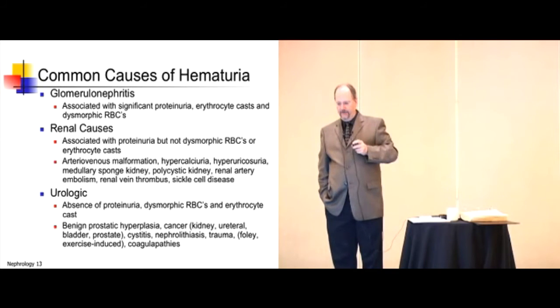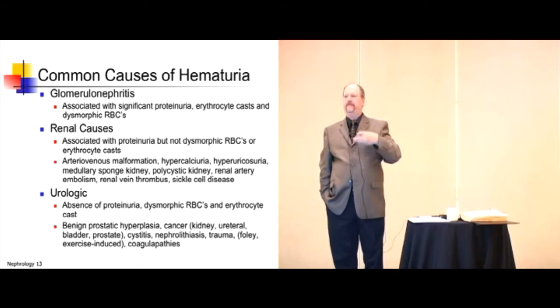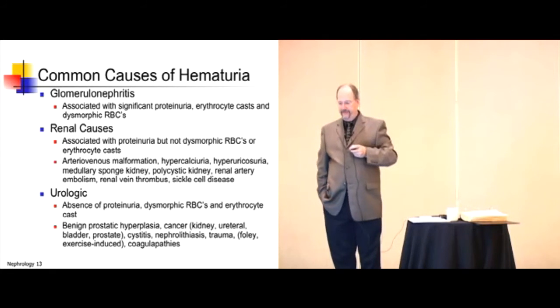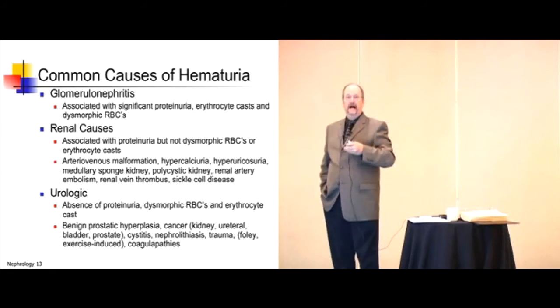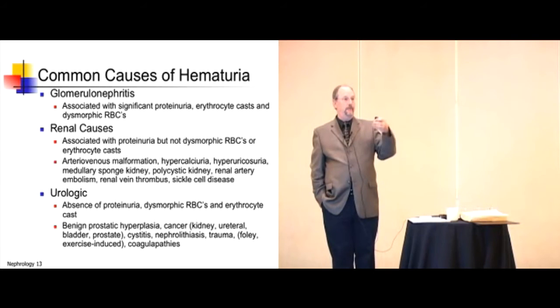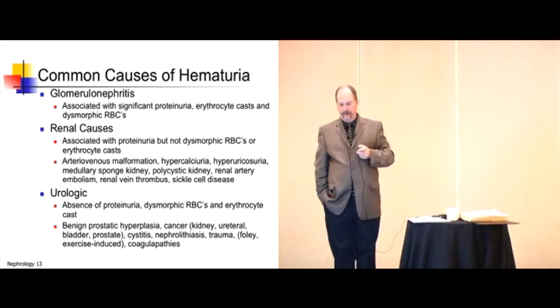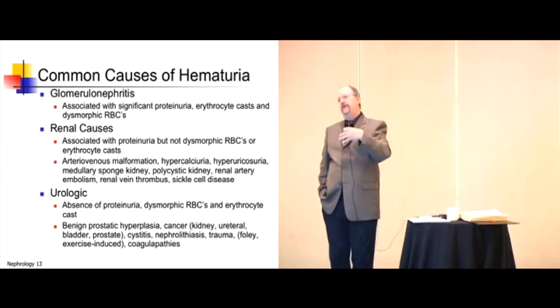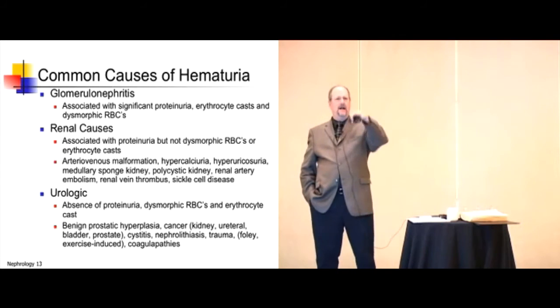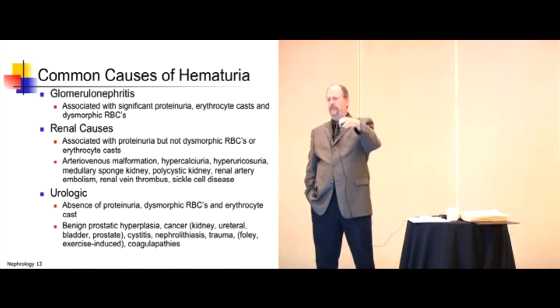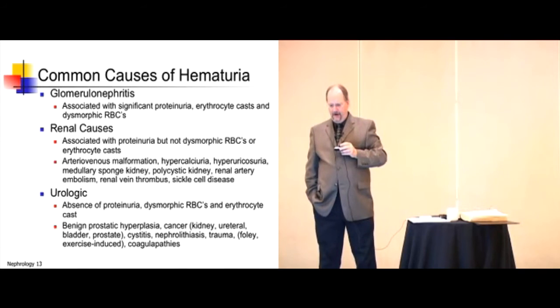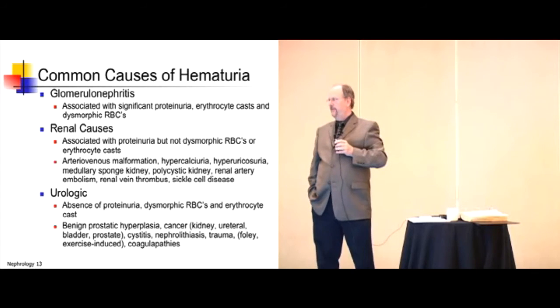Medullary sponge kidney, we'll talk about that. Polycystic kidneys could actually have hematuria. Renal artery emboli, thrombosis, sickle cell, there's all sorts of stuff. It is hematuria from a renal cause, but it's not from the glomerulus. Urological, don't get caught up in what's urological and what's renal, but look at urological now. You don't have any protein, you don't have dysmorphic red blood cells, and you don't have erythrocyte casts.